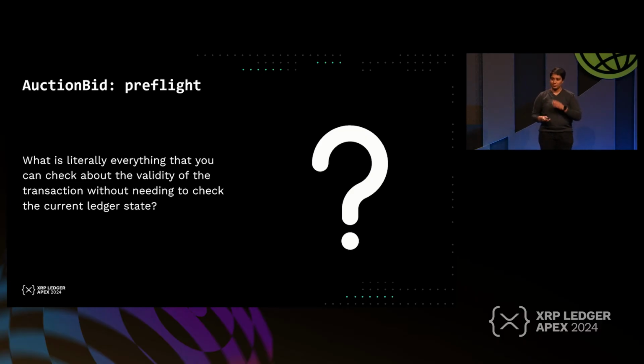Expiration date. The expiration date, yes, we can't check that in preflight because we don't have the expiration info just from the transaction. That's stored on the ledger, so we have to do that in one of the later steps. But remember that for later. Anyone else?